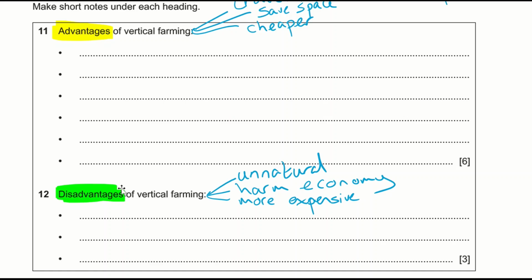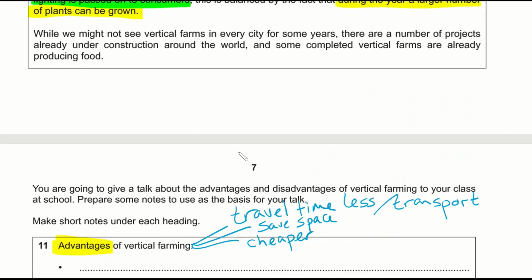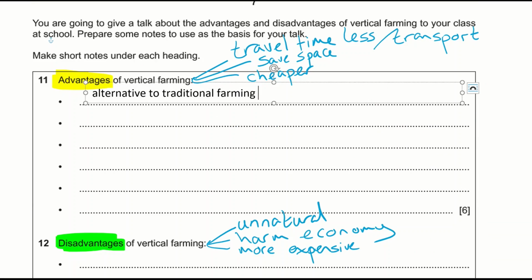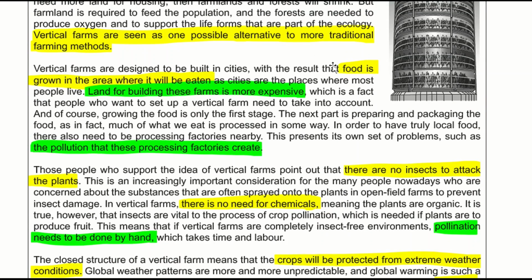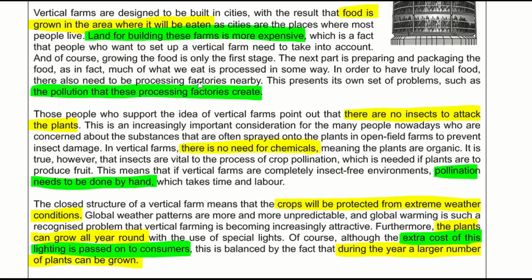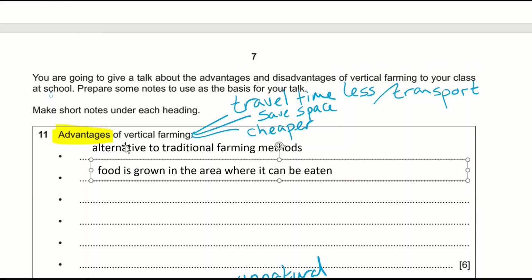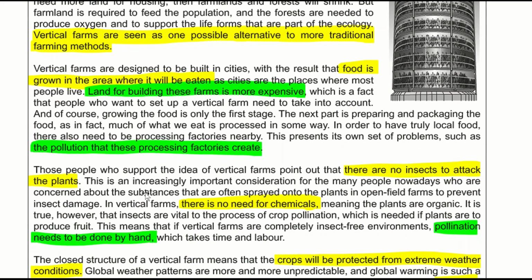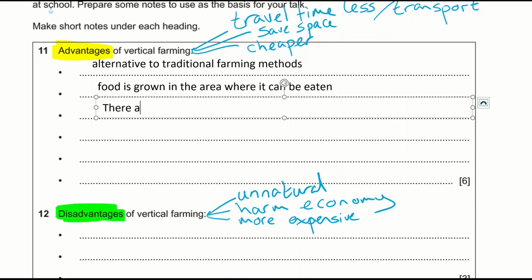So literally all I need to do now for the next part of the answer is just transfer the answers over here. So advantages of vertical farming. Okay, so all I'm going to do now is just go up to the top and start picking out the sections of the text that I've selected for the answers and write them in the notepad below. So the first advantage is vertical farms are seen as one possible alternative to more traditional farming methods. Second one is food is grown in the area where it can be eaten. And the next advantage is there are no insects to attack the plants.